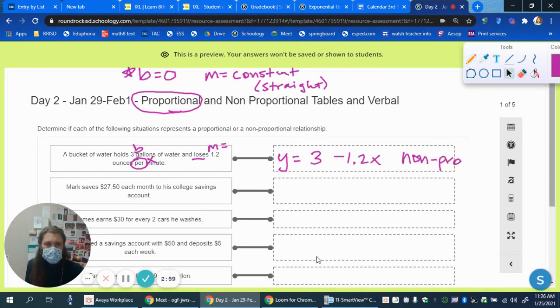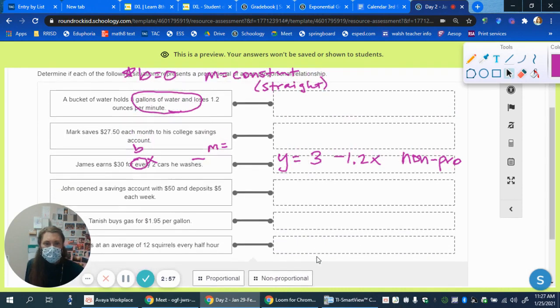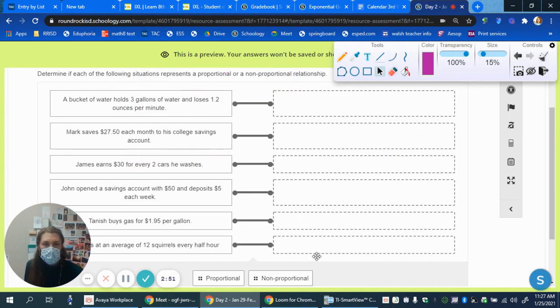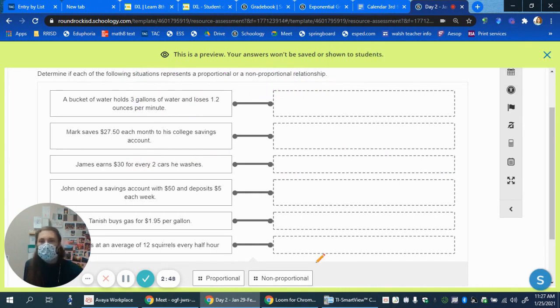Okay, let me show you another one. Let's go ahead and take a look at James and his car wash. So James earns $30 for every 2 cars he washes. So there's my slope word: each, every, per, and a. And he's earning $30 for 2 cars. Well, that means he's earning $15 for each car.